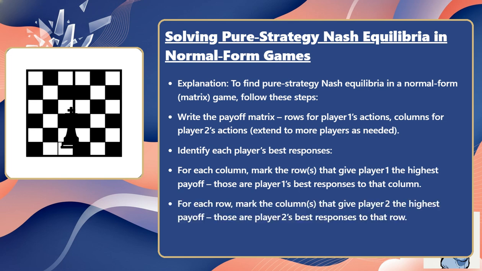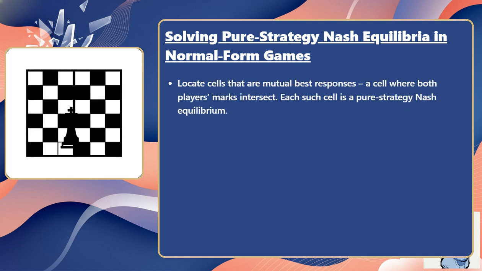For each row, mark the columns that give player 2 the highest payoff. Those are player 2's best responses to that row. Locate cells that are mutual best responses: a cell where both players' marks intersect. Each such cell is a pure strategy Nash equilibrium.